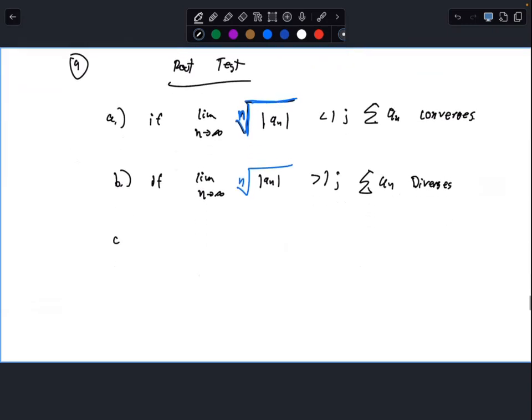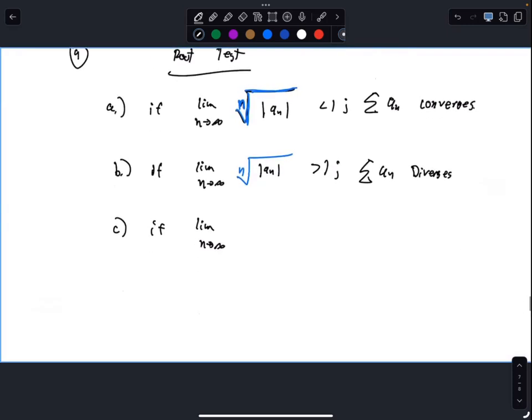And C, if the limit as n approaches infinity of the nth root of the absolute value of a sub n equals 1, then it's inconclusive. Doesn't help us.